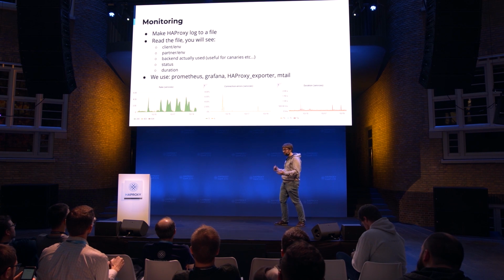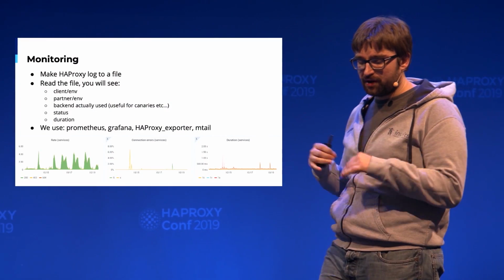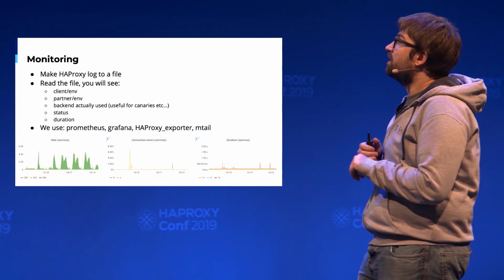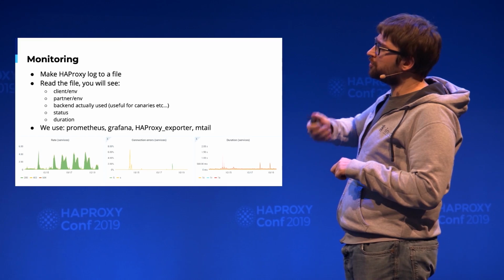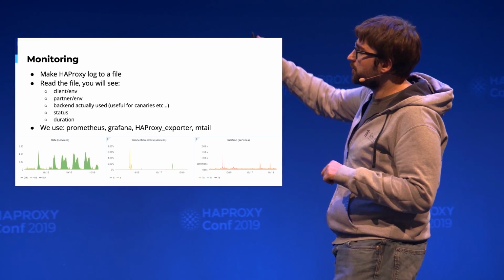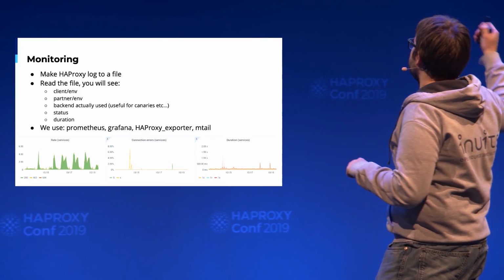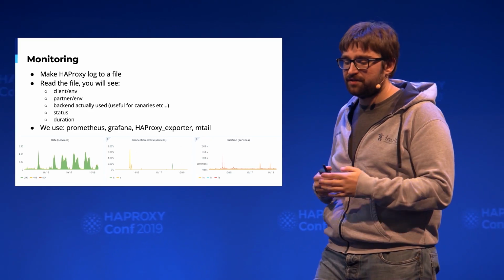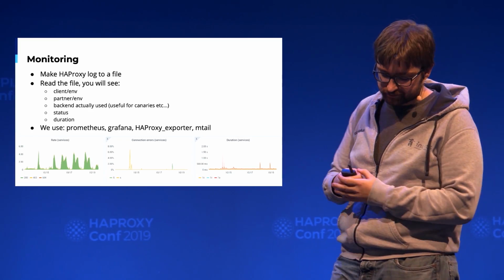Then you see the status and the duration, which enable us to build a dashboard with the RED method, which means we see the requests, we see the errors, and we see the duration. So we can see when something is going wrong.